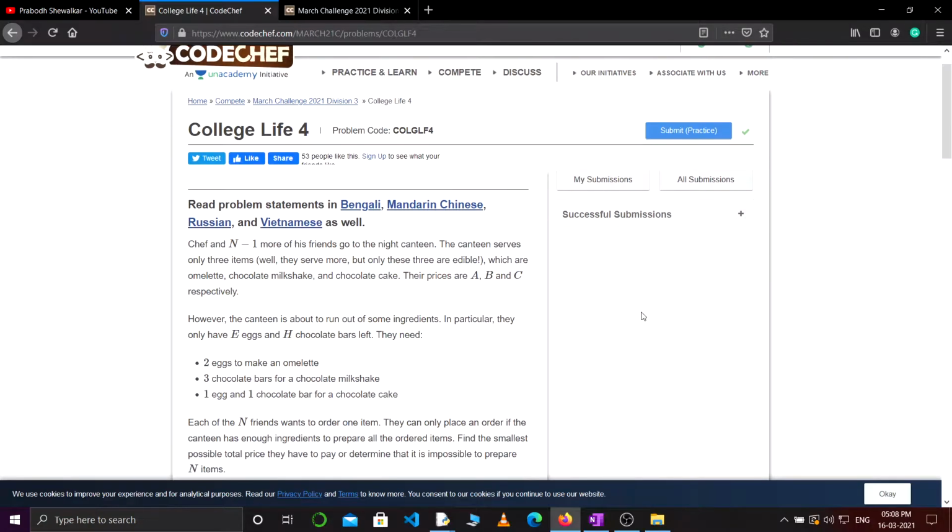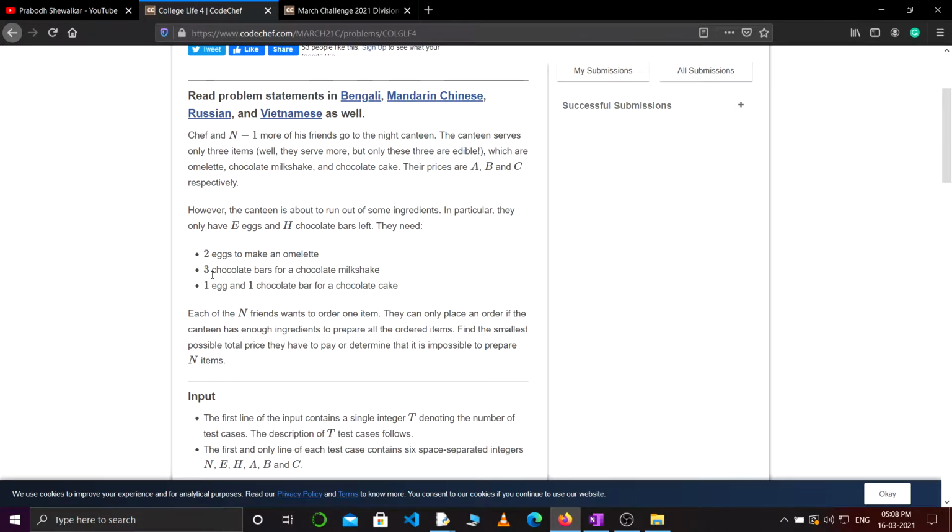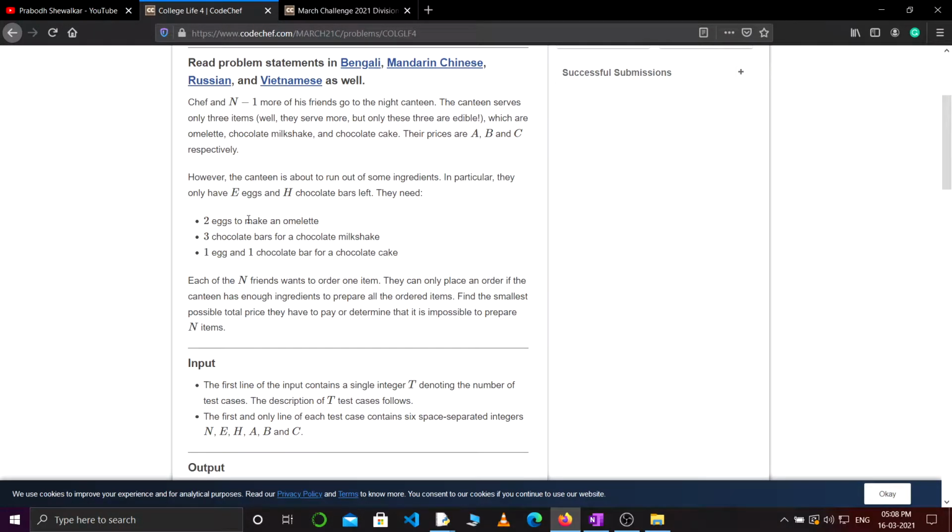So today we are going to discuss my approach for this problem College Life 4 from this contest March Challenge 2021. The problem statement is there are n number of friends and the canteen serves only 3 items: omelette, milkshake and cake. Their prices are A, B and C respectively. Okay. There are E eggs and H chocolate bar left in the canteen.